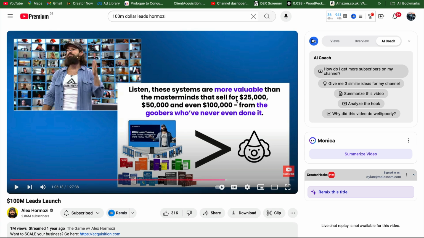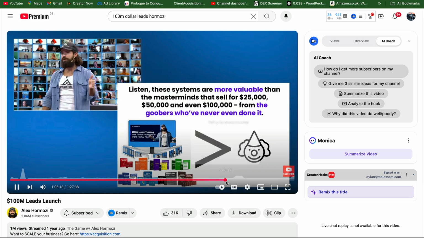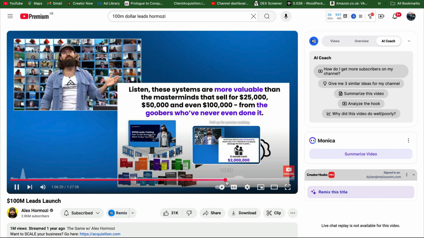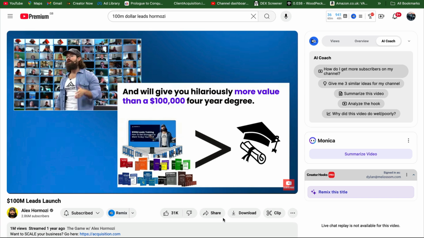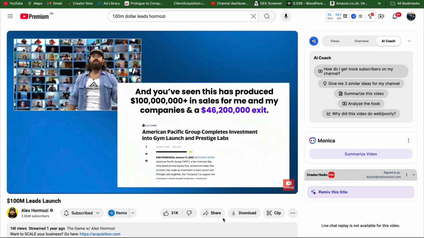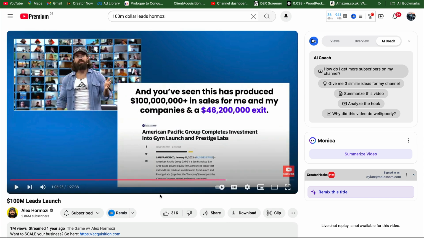And then he stacks it again against even bigger numbers. This is worth more than 100,000. Like, I've been nice. I've valued this at a nice point. Ubers, who've never even done it. And it will give you hilariously more value than a $100,000 4-year degree. And so now he's stacking it and comparing it, showing how much value he's actually giving for $12,000 to make the $12,000 not seem that much.